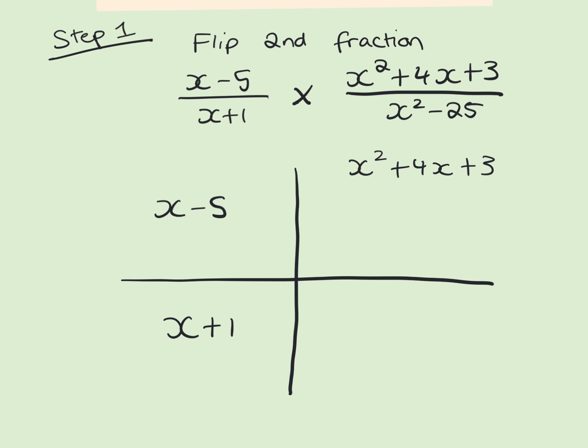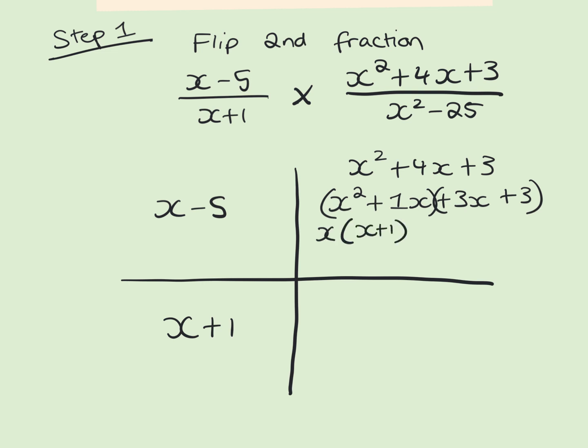Now, my guide number here is going to be 3, because as we see, 1, the number in front of the x, times 3 is 3. And so I know that my factors are just going to be 1 and 3. So let's rewrite this. x squared plus 1x plus 3x plus 3. So when I bracket these two, bracket the last two, taking out what's common in the first bracket, x plus 1. And in the second bracket, plus 3.